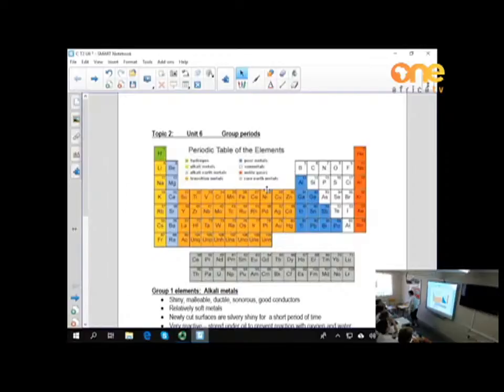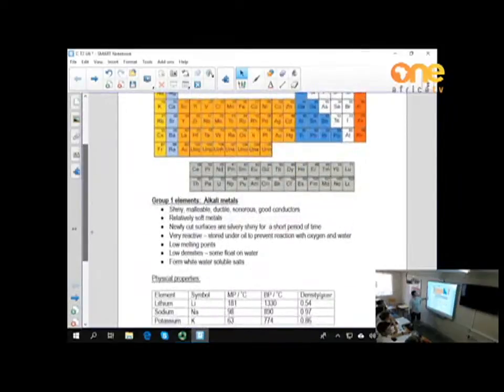The heading in your textbooks says group properties. So we are basically going to have a look at the periodic table and the different groups of elements on the periodic table, and we are going to look at properties that have trends within the groups.